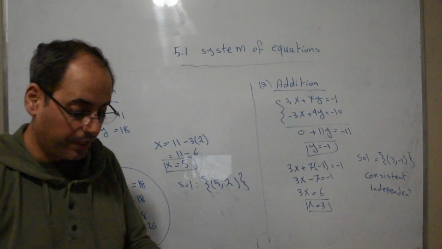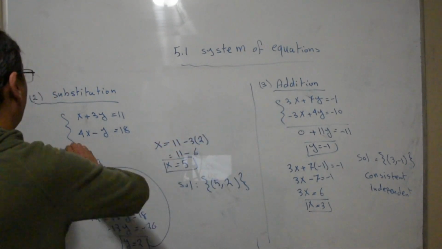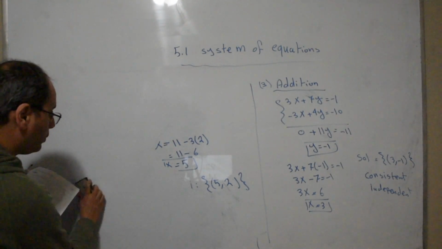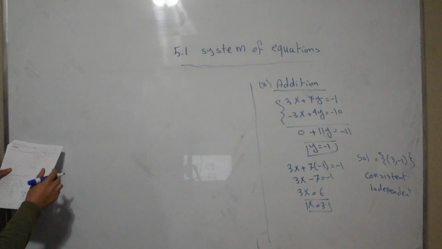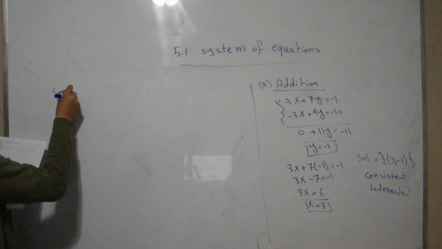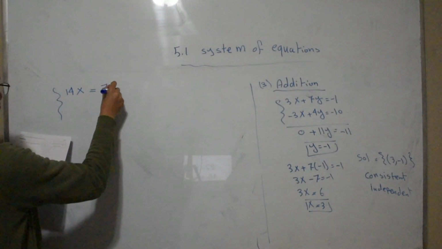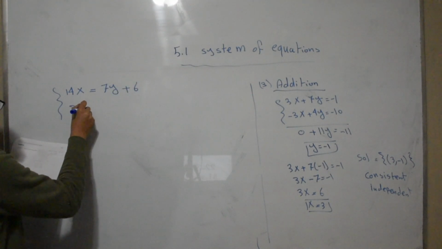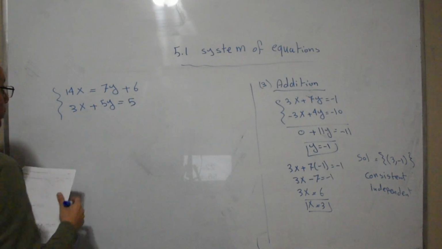Alright, let's get one more example of how to do the addition. I'm going to stick on the addition here. Okay, so I have the system 14x equals 7y plus 6 and 3x plus 5y equals 5.